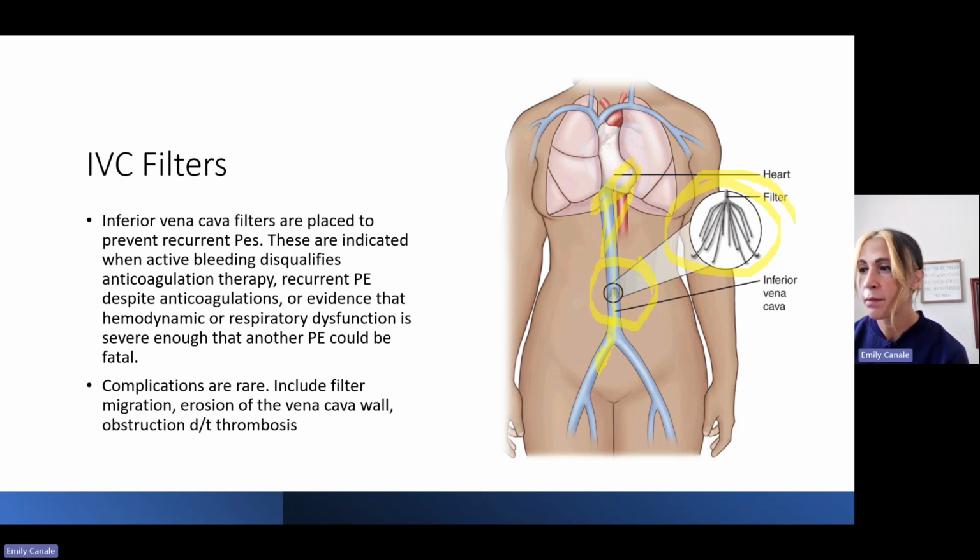It still allows blood passage, but it really traps that embolus, as you can see here in the picture. So they are kind of nice, and the complications honestly are pretty rare. But maybe the filter moves. That would probably be one of the most common complications of that, the migration. Yeah, they're nice. So you might see those as well.